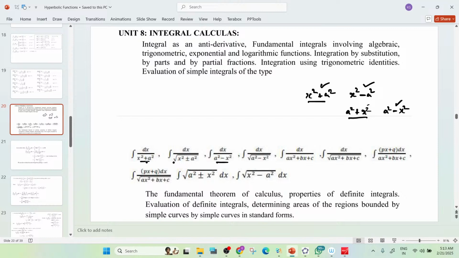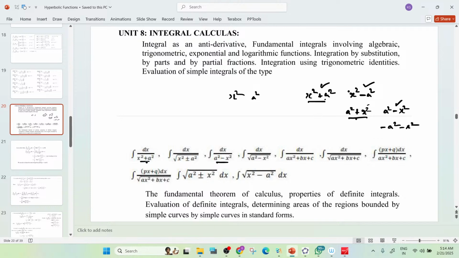Similarly, if this is a square root, you should again have these four: square root of this, square root of this, square root of this, square root of this. These two again match, so we should have these three: a square plus x square, a square minus x square, and also minus x square minus a square. So basically, x square and a square, both positive, both negative. That's what we are doing.